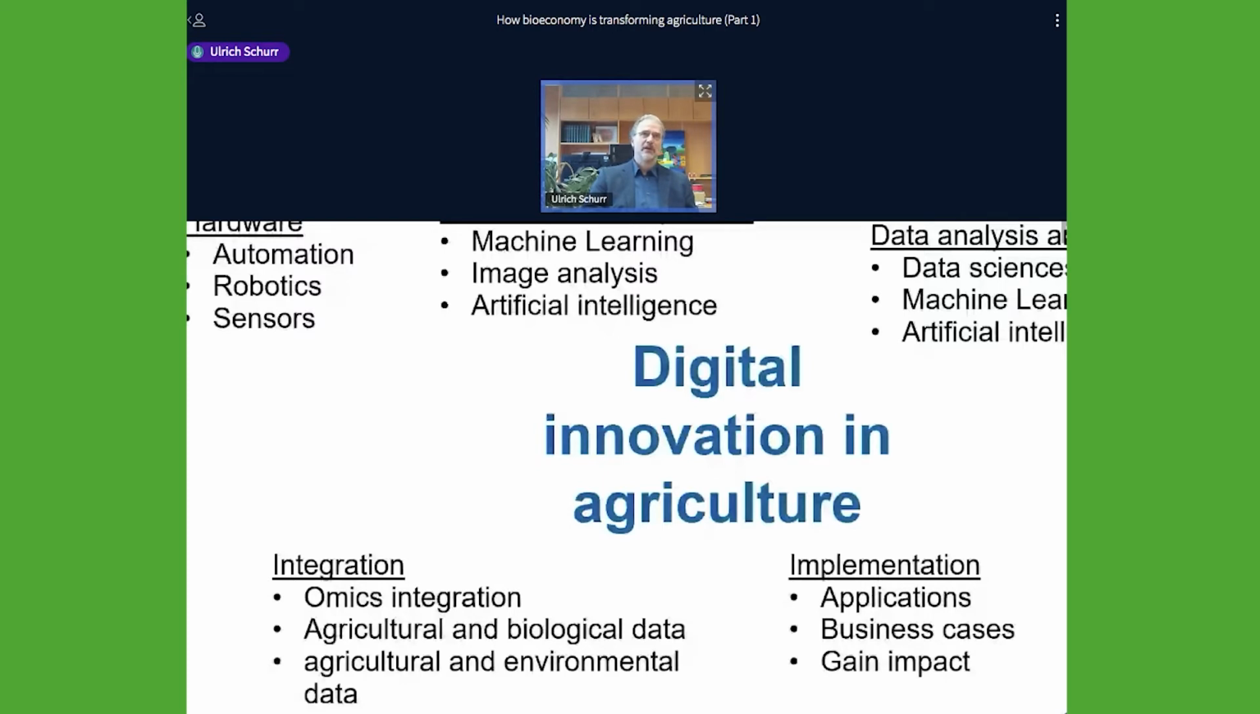And we want to analyze this in the workshop on digital innovation, where we're looking into how automation and hardware can change things, how software and data acquisition is affecting things, how data analysis and storage is affecting things, but also how all this integration happens and what kind of implementation pathways we have in order to make digital innovation available for agriculture and an important part in transforming towards a sustainable bioeconomy.